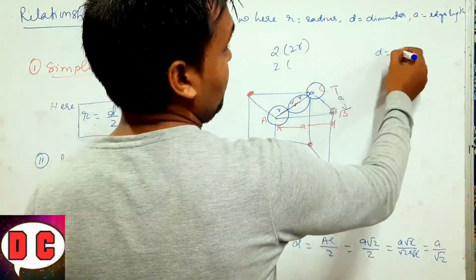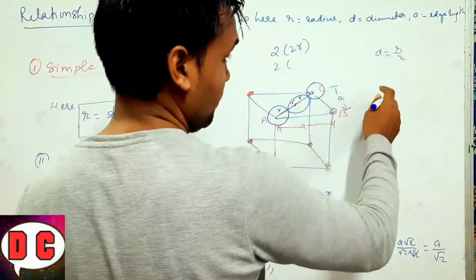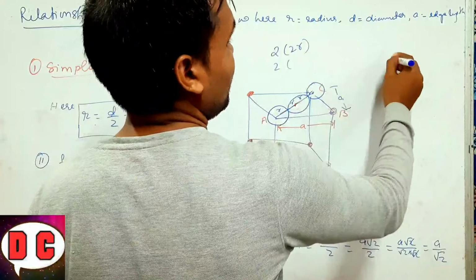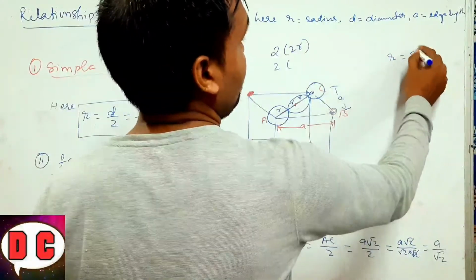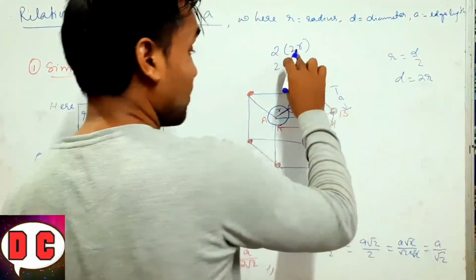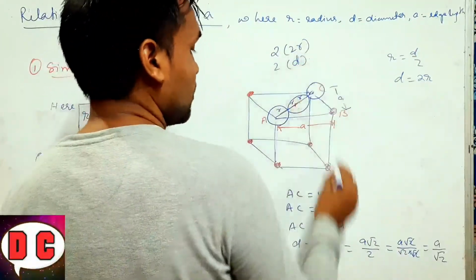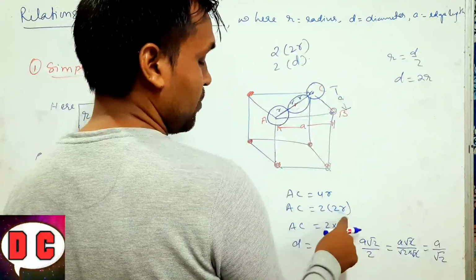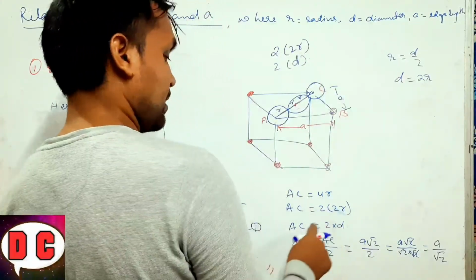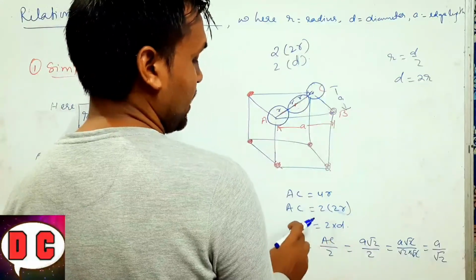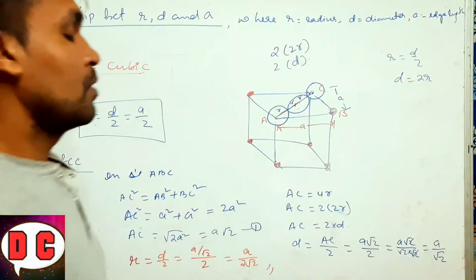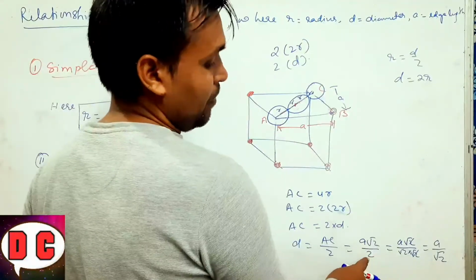We know r equals d by 2. So d will be equal to what? 2r, or not? So in place of this 2r, I can write d. So it becomes 2 into d. This 2, if I take it to this side, then d will be equal to what? AC divided by 2. What is the value of AC? We have a root 2. So we put a root 2 divided by 2.